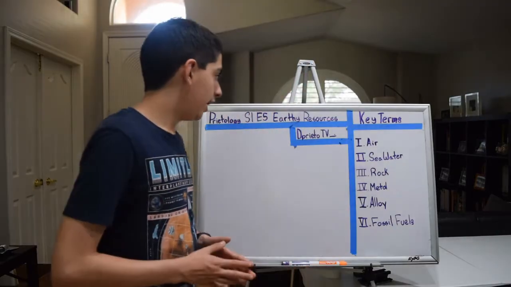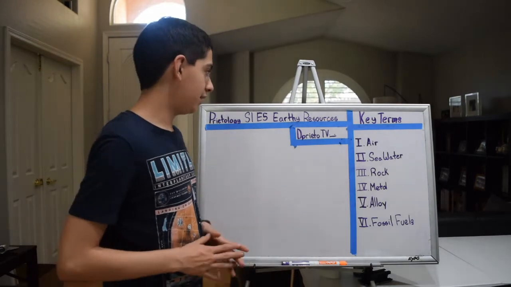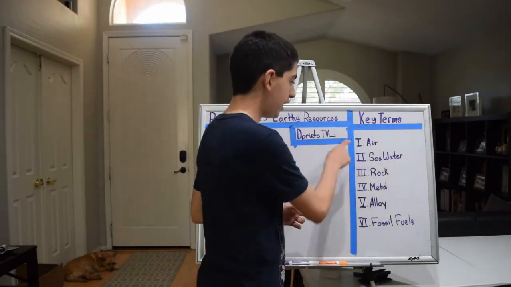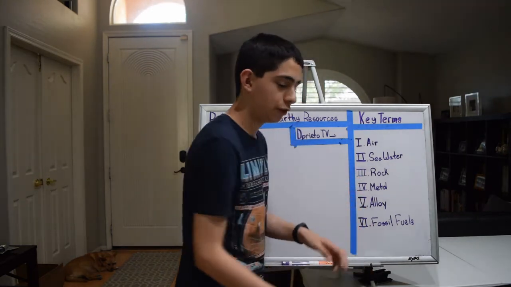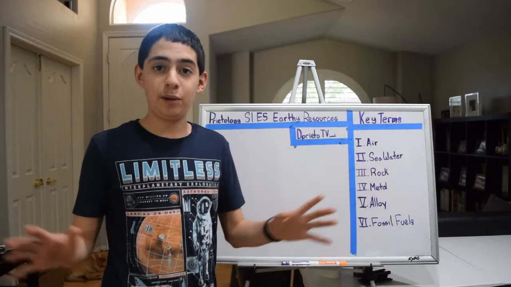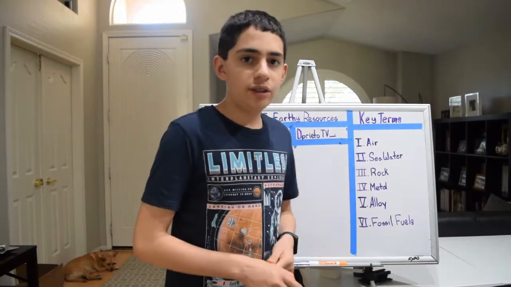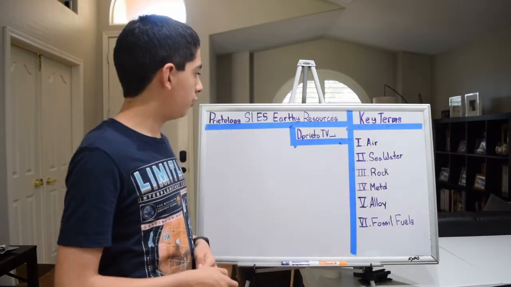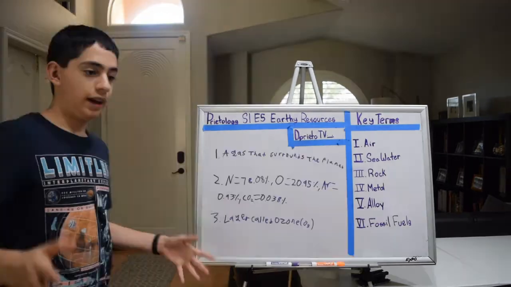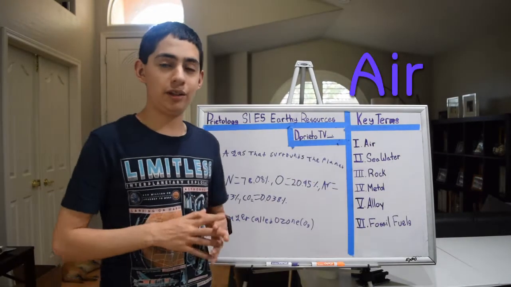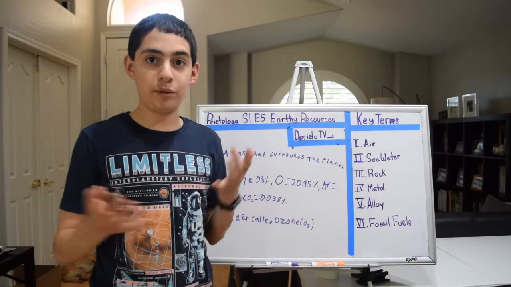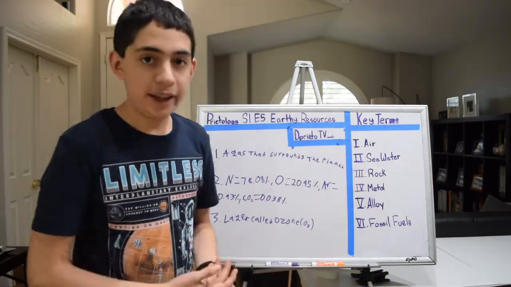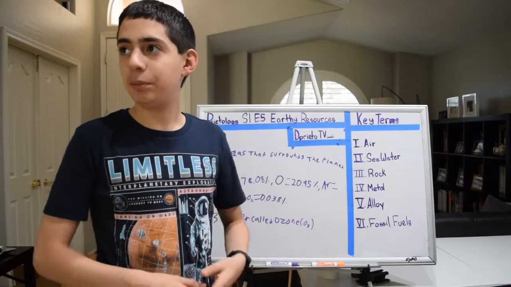So today we only have 6 key terms for our last episode. Our 6 key terms are air, seawater, rocks, metals, alloys, and fossil fuels. Without any of these, our planet would not be able to have life as we know it. So let's start with our first term, which is air. Air is a gas, as you all know. It surrounds the entire planet, making up our atmosphere, and without air, we wouldn't be able to breathe and we would die and be frozen by the vacuum of space.